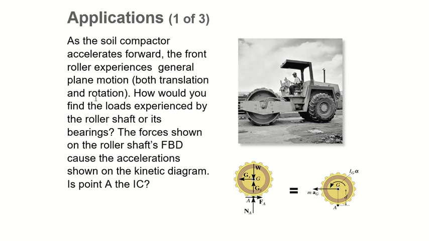Then comes your application. Your compactor is right here, accelerating forward, going in that direction in motion. The front roller, this guy, is going to experience general plane motion. That means you are dealing with rotation and translation at the same time. How are you going to find the loads experienced by the roller shaft right here, or its bearings? The forces are shown on the roller shaft in the free body diagram, and the acceleration is shown in the kinetic diagram. This is your motion diagram. That's just a free body diagram.